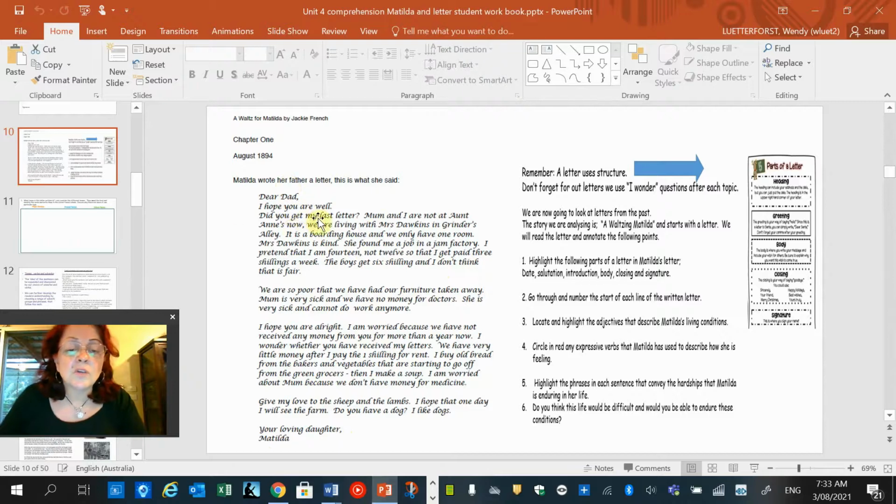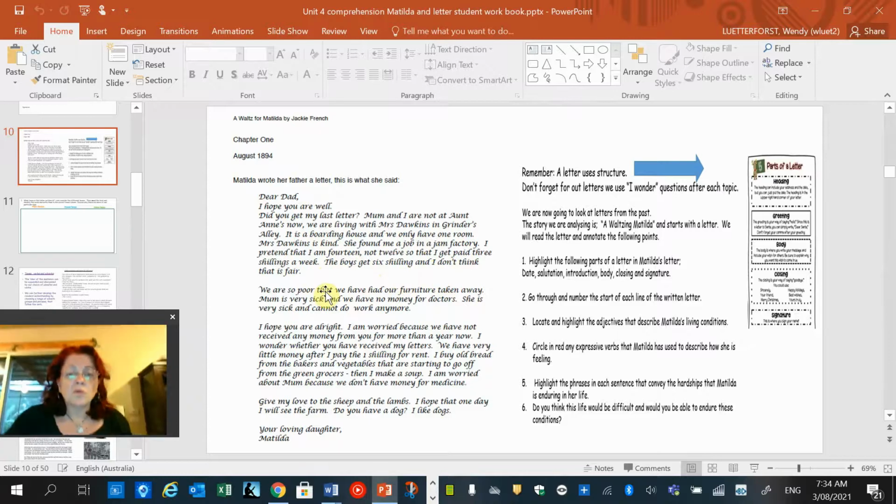Dear Dad, I hope you are well. Did you get my last letter? Mum and I are not at Aunt Anne's now. We are living with Mrs. Dawkins in Grinders Alley. And that does not sound like a very nice place, does it? It is a boarding house, and we only have one room. Mrs. Dawkins is kind. She found me a job in a jam factory. I pretend that I am 14, not 12, so that I get paid 3 shillings a week. The boys get 6 shillings, and I don't think that is fair.